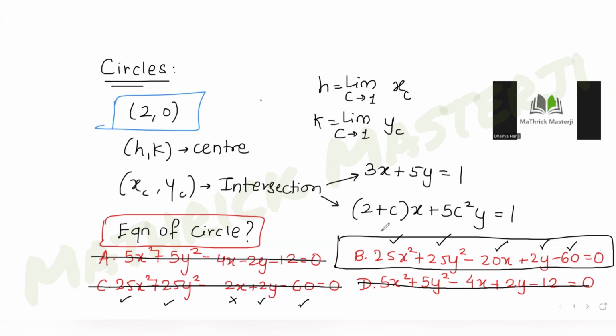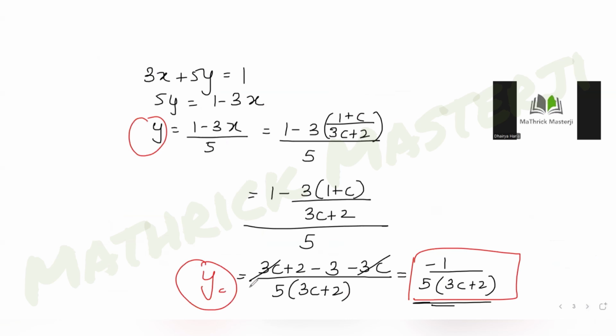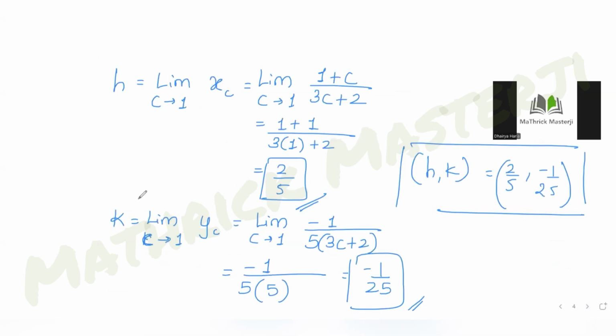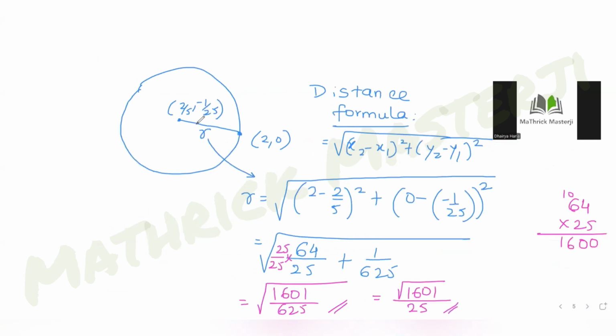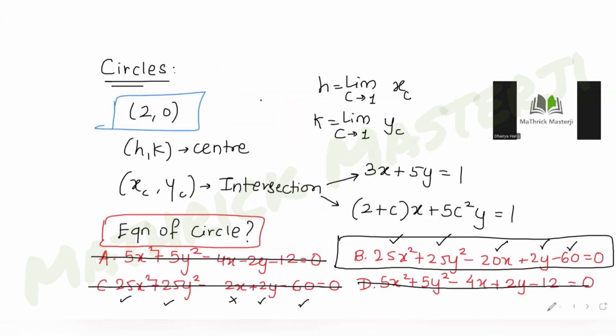I hope you have understood how to solve this type of questions. So what we did first was we solved the two linear equations simultaneously to get x and y. Once I get that, I get my center coordinates applying the limits of c tends to 1 for both of them. Once I get that, I get the radius between the two coordinates, and I can find the equation of the circle using the formula (x minus h) the whole square plus (y minus k) the whole square equals r square. So we get the correct answer choice for this question as option B. So B becomes the correct answer here.